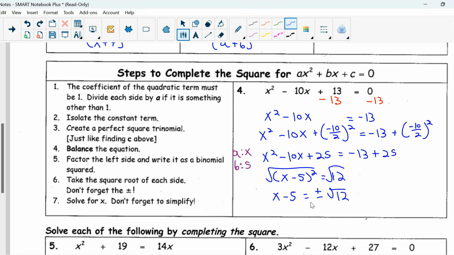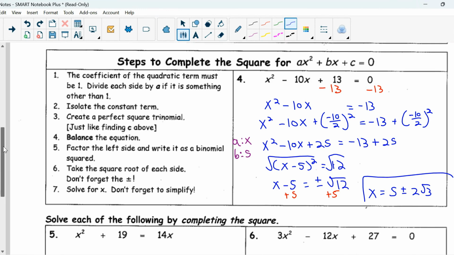Okay, after this, I am going to isolate my x by adding 5 to both sides. And at the same time, I'm also going to simplify my radical. So this gives me x equals 5 plus or minus, and we can simplify the square root of 12 to be 2 square roots of 3. Okay? Since my result here has plus or minus, that acts as both of my zeros for my quadratic. So this is both of my solutions right there.